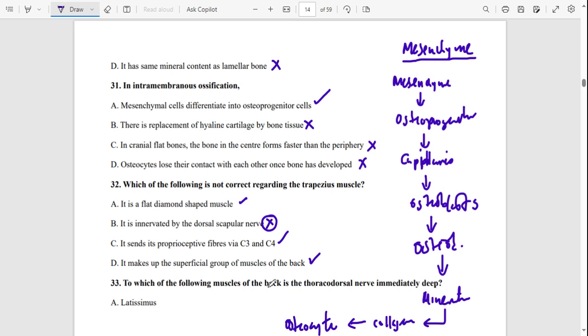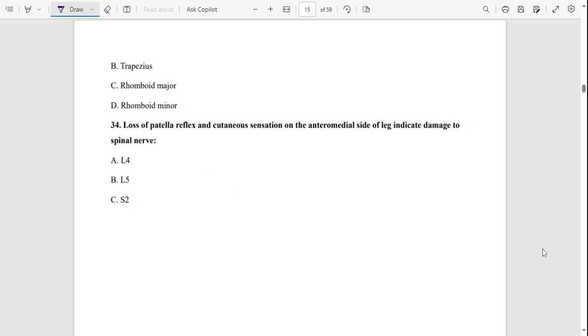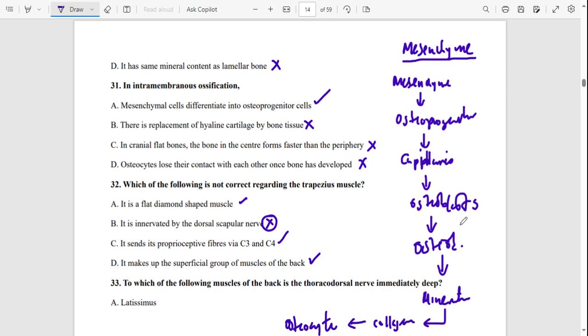To which of the following muscles of the back is the thoracodorsal nerve immediately deep? We have the latissimus, trapezius, rhomboid major, rhomboid minor. Now we know that the thoracodorsal nerve innervates the latissimus dorsi, so it's going to be immediately deep to it. So that is A.